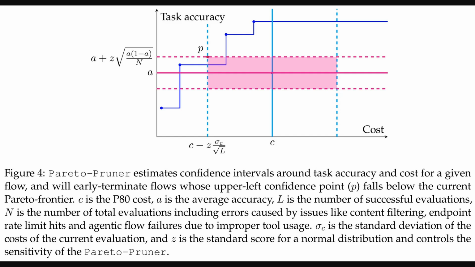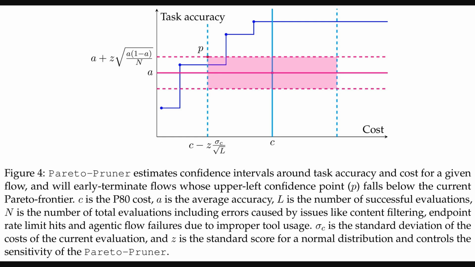For a new retrieval augmented generation flow under evaluation, syftr estimates its performance not as a single point, but as a confidence interval, that pink shaded region you see. A confidence interval is a statistically estimated range indicating where the flow's true accuracy and cost likely lie based on initial evaluations. The blue step line represents the current Pareto frontier, showing the best trade-offs achieved so far.